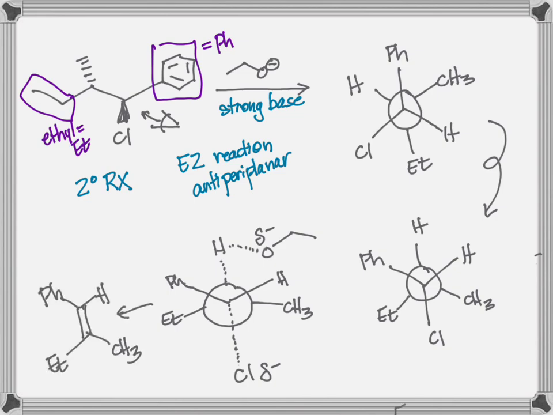So when we see the alkene at the end, the phenyl and the ethyl are both on the same side of the double bond on the left, and the methyl and the hydrogen are both on the same side of the double bond on the right.